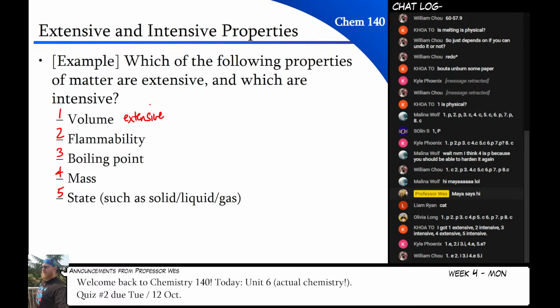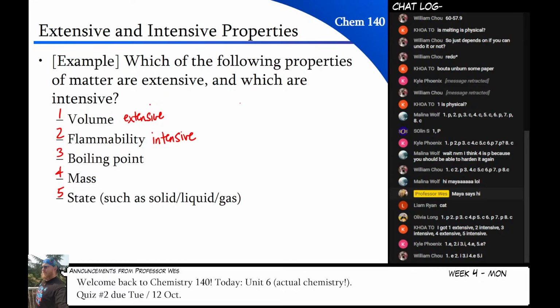All right, what about flammability, though? If I give you more gasoline, does the gas become more flammable, or is it the same flammable? Well, gasoline on its own is flammable. Doesn't matter if I give you 1 milliliter of it or 100 milliliters of it. It'll burn just as easily. So this is intensive. Now, you could actually go a bit further and say, well, if you have too much of it, it won't combust. You need the right amount of oxygen. But we're assuming the right amount of oxygen for this problem anyway, when we talk about flammability.